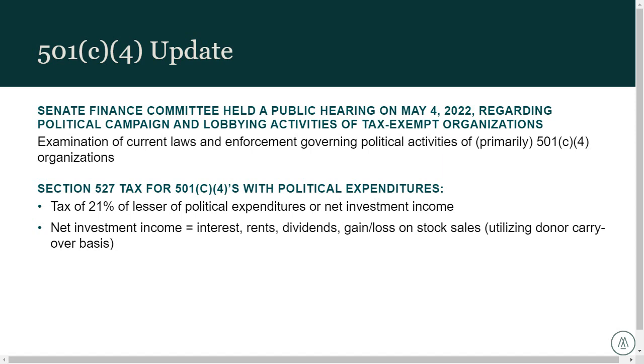One strategy we keep in mind here is that with stock sales, as I mentioned, this tax is the lesser of political expenditures or net investment income. You may want to consider holding off on selling these appreciated stocks and selling in a year where you don't have as much political expenditures to decrease your tax, because it is the lesser of the two.